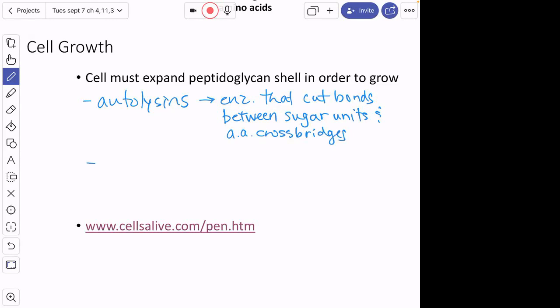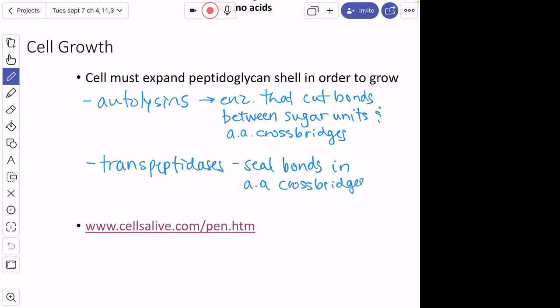Okay. And then there's another class of enzymes, and they have to make sure that that's done in a very controlled way. Those enzymes can't be making a bunch of cuts and leave the cell wall vulnerable. There's another class of enzymes called transpeptidases, and they seal the bonds back up in the amino acid cross bridges. Okay, so you have to coordinate the amounts of those enzymes produced.